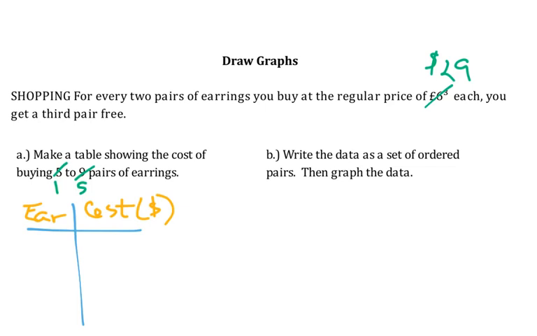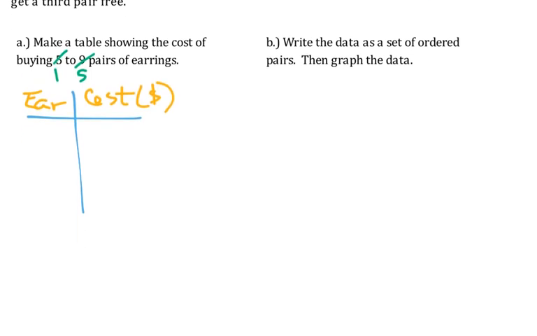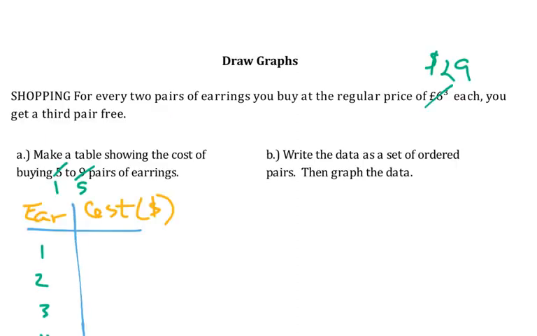And since they are really making us do this for 1, 2, 3, 4, and then 5 earrings, and I can extend my table down, we're going to figure out what this is going to cost. Now I jump back because this is a little bit different type of problem. For every 2 pairs of earrings you buy, at the regular price of $29 each, you get a third pair for free.